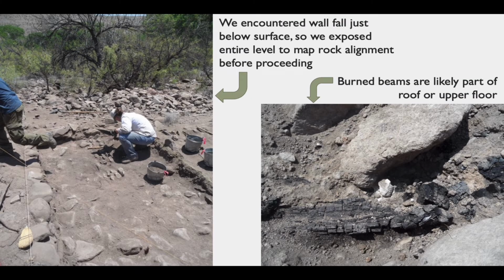Now, as we started excavating, we started coming across what could have been potential features. So the wall fall that you see in the image on the left, these nicely aligned rocks, that's at least how we interpreted it, that this whole wall would have fallen into the room in this direction, therefore laying the rocks down in this nice alignment. We also found burned beams in the unit itself, which probably were part of an upper floor or roof deposit.